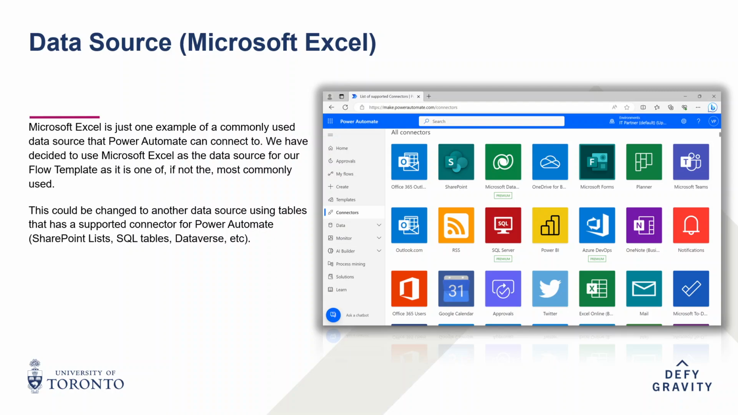Microsoft Excel is just one example of a commonly used data source that Power Automate can connect to. We've decided to use Excel as the data source for this flow template because it is probably the most commonly used at UTM. But this could be changed to another data source, provided that it has a supported connector for Power Automate, like SharePoint lists would work great with this, Dataverse tables, and so on.